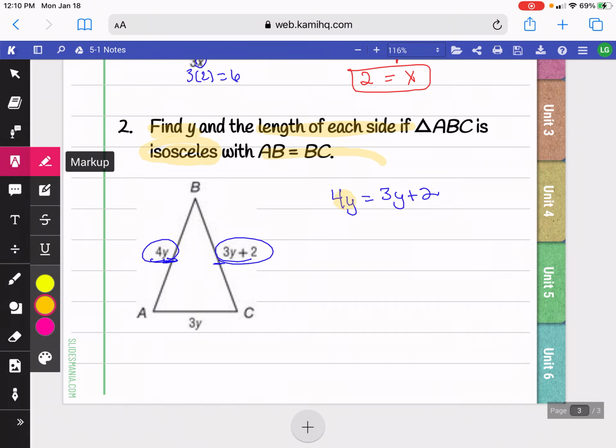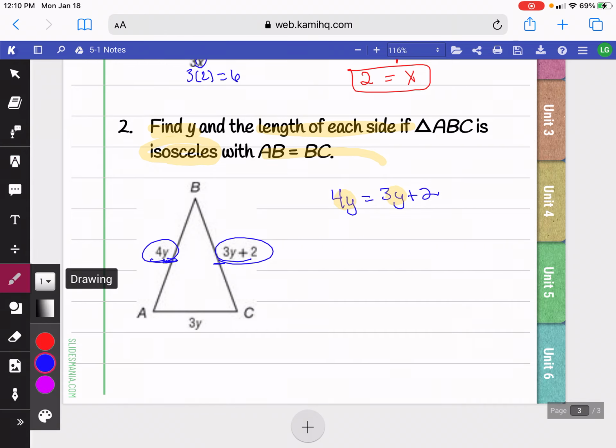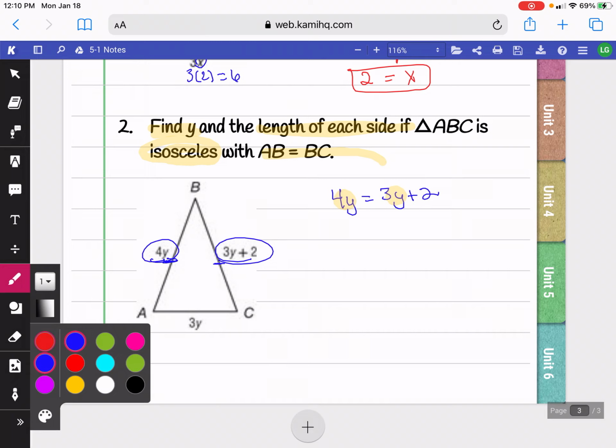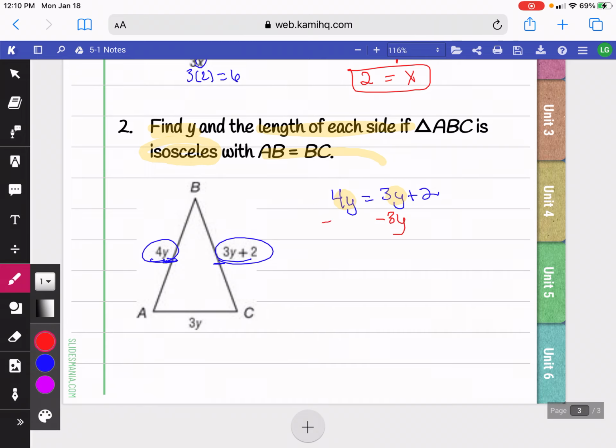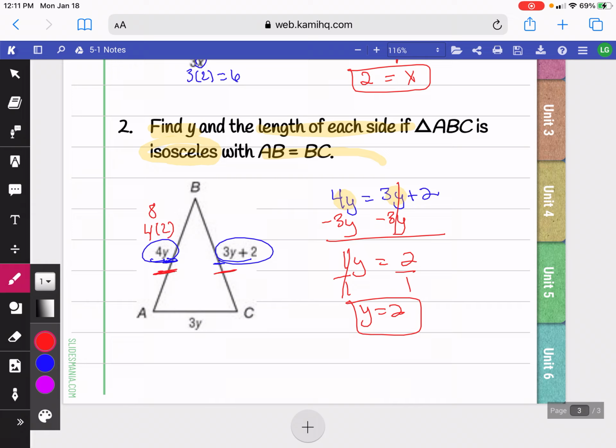Now I have y on each side, so I need to get rid of those. I'm going to get rid of the 3y. So I get 1y equals positive 2 or y equals 2. So that's my answer for y. Now I need to know the length of each side. So if I plug it into side AB right here, for y I'm going to plug in 2, I get 8. And since this is isosceles, I know that the side across from it, BC, is also 8.